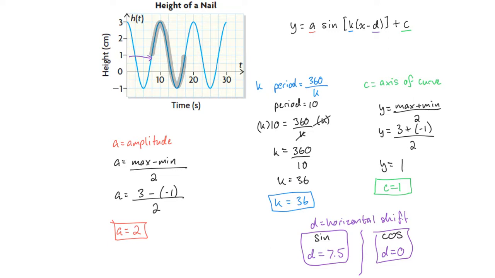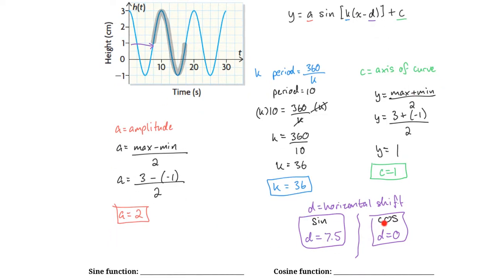So whenever you're creating an equation, the value of d will always just depend on where you want your cycle to start. And now we're going to use all this information to write out our equation for our sine function and our cosine function. Now remember, this is our guideline that we're going to follow. But since this graph represents the height of a nail in terms of time, instead of y, we're going to use h of t.